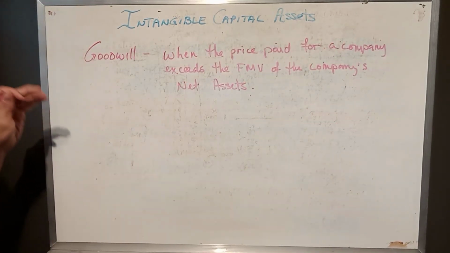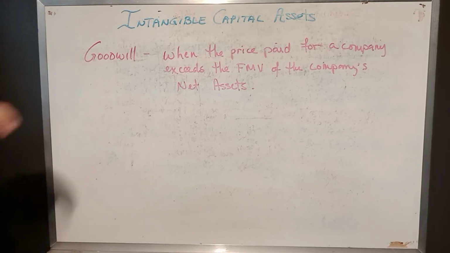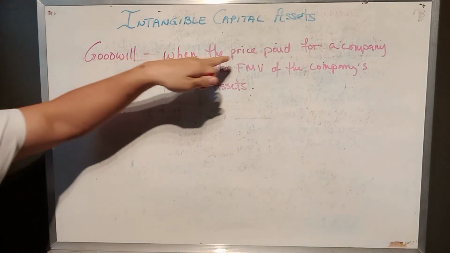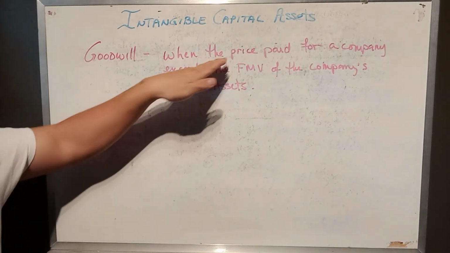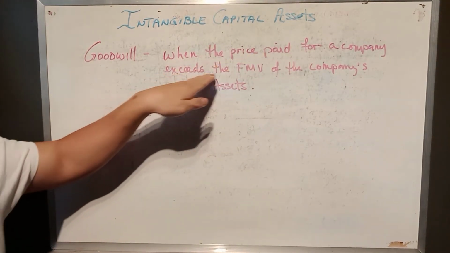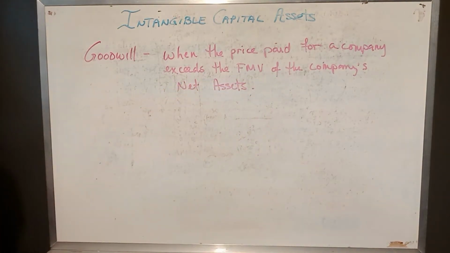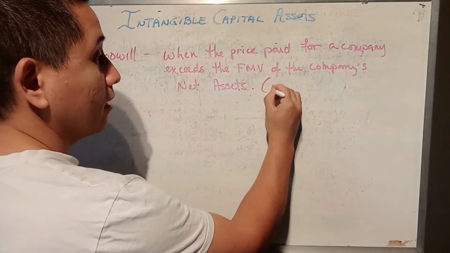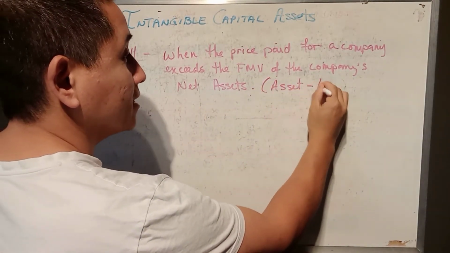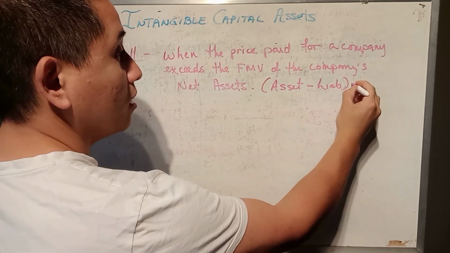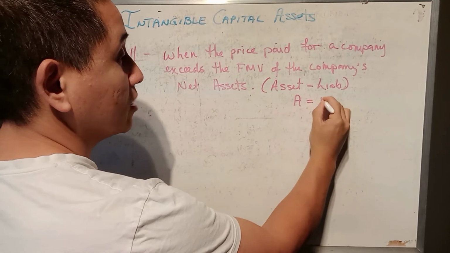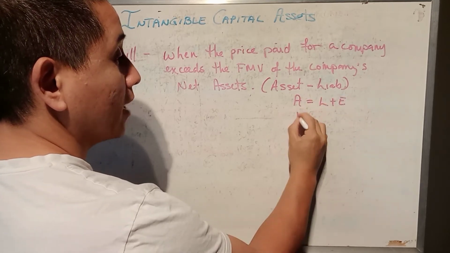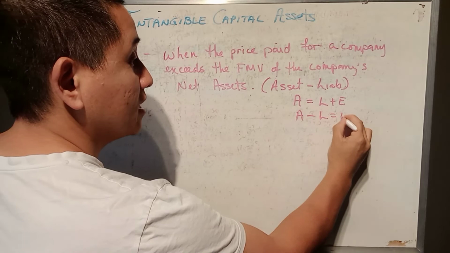Now, lastly, what we're going to be looking at is goodwill. So what is goodwill? If you're going to purchase a company, there's a purchase price. Goodwill is when the price paid for a company exceeds the fair market value of the company's net assets. Remember that net assets are assets minus liabilities. Based on the accounting equation, assets equal liabilities plus equity. Therefore, assets minus liabilities is equal to equity.